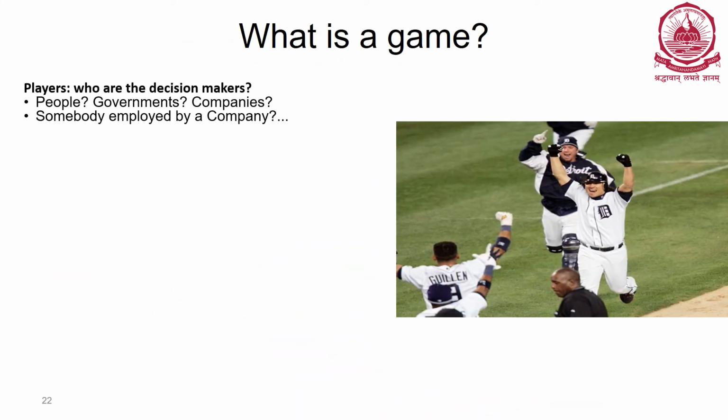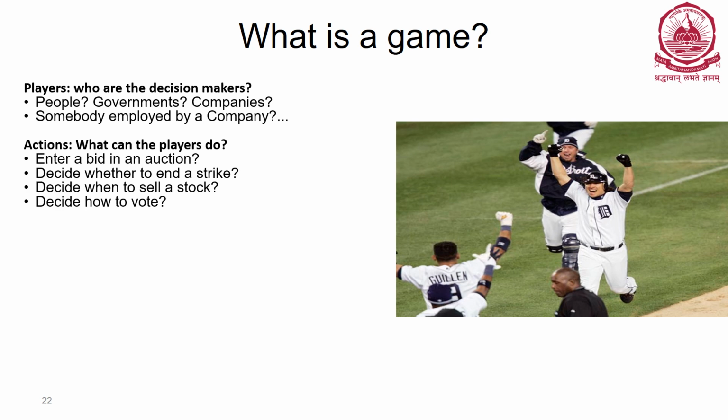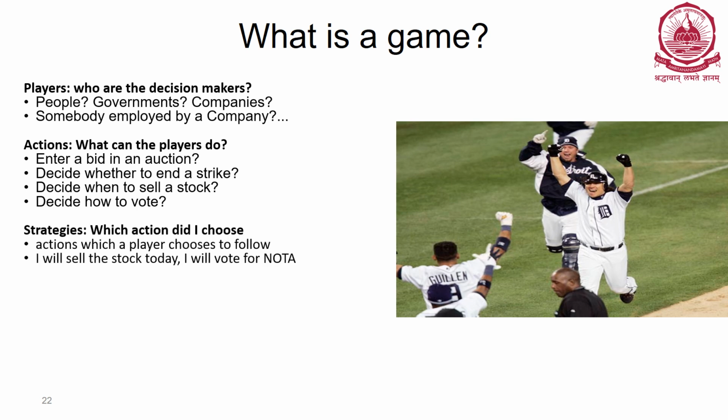So what is a game? A game involves primarily these elements: players, who are decision makers. It could be people, it could be companies, it could be government, it could be anything. And actions: what can the players do? Enter a bid in an auction, decide whether to end a strike, decide how to vote. Then strategies: among the possible actions, which action did I choose? Maybe this particular stock I chose today, or I will vote for the none of the above option. I'm not happy with any of the contestants, so let me vote for none of the above if there is a chance for me to vote.